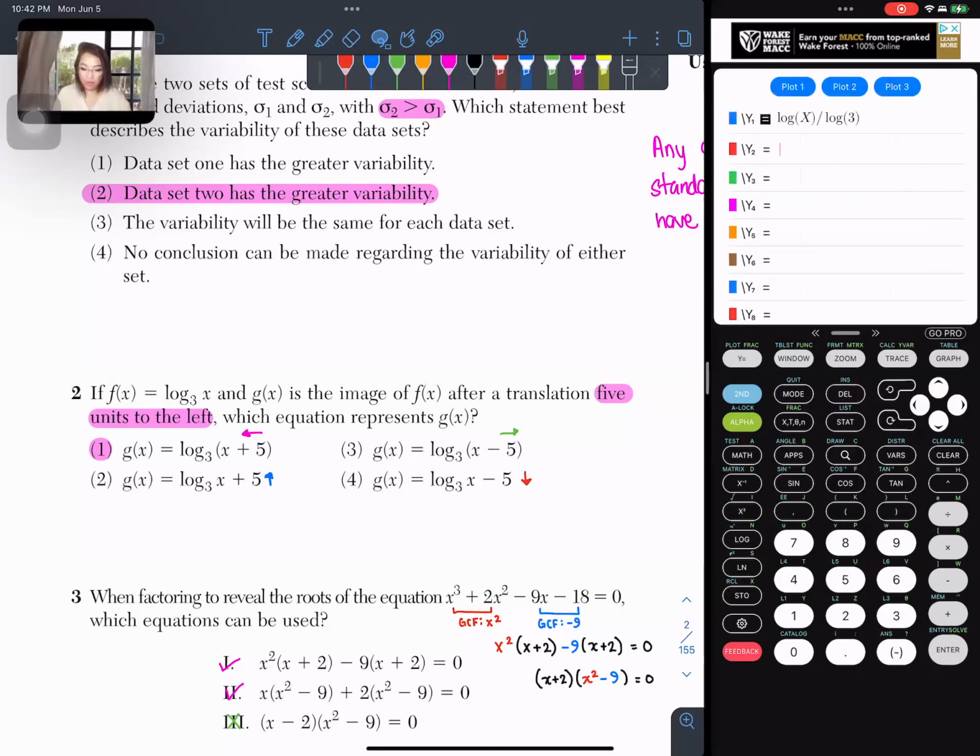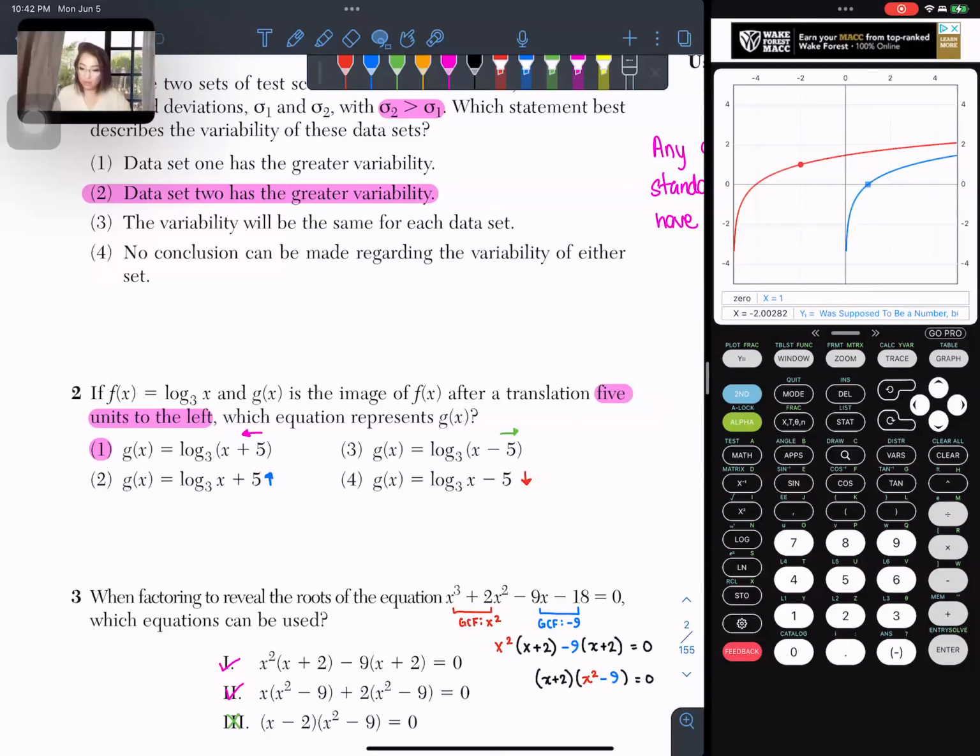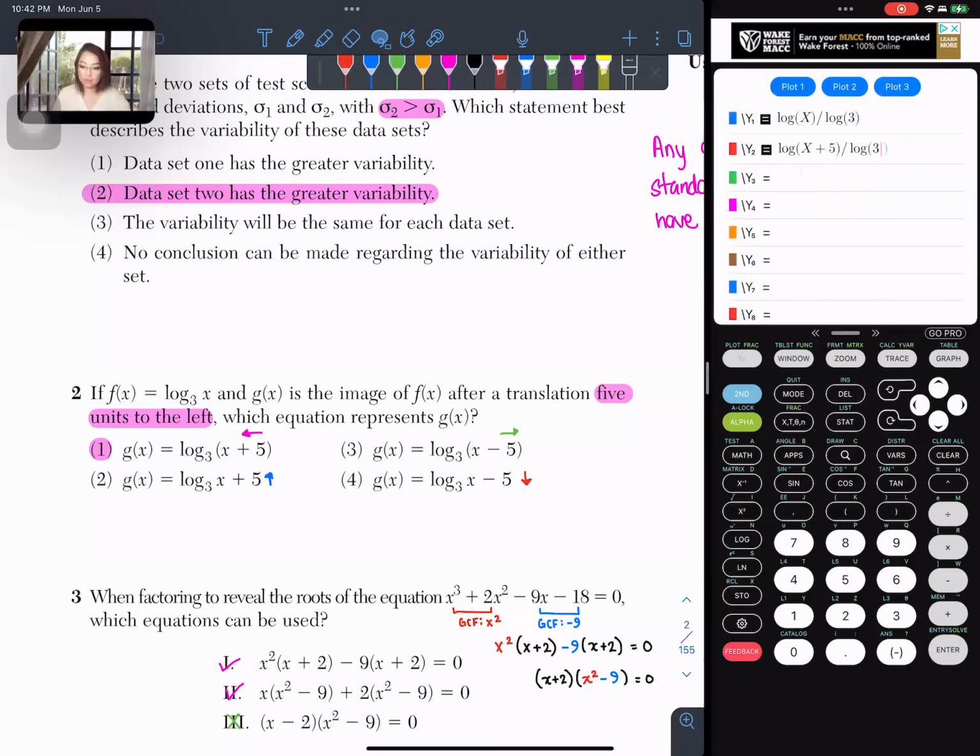And then over here, let's put in the correct answer, where you have log of x plus 5 divided by log of 3. And you can see that the graph shifts 5 units to the left. Let's put in a wrong answer, like if you thought it was -5, because that's typically the hottest wrong answer.